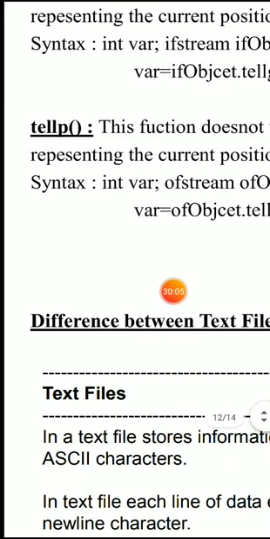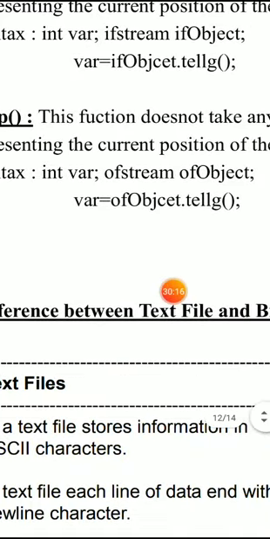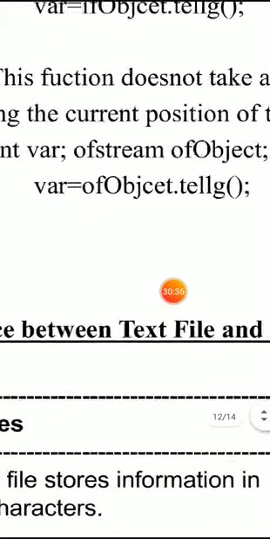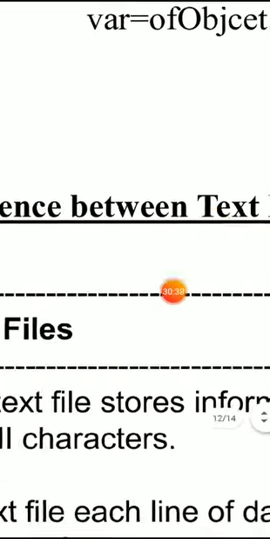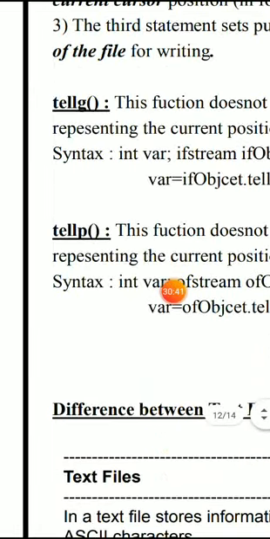Similarly, in order to recognize the position of a put pointer during writing operation, we can make use of the tellp function. The tellp function will tell us the position of the put pointer, where it is currently placed during writing operation. Its syntax is int var = ofstream object.tellp(). So var is an integer value indicating where the put pointer is placed. Here the mistake is there: instead of tellg you have to make it tellp. I hope this concept is clear.